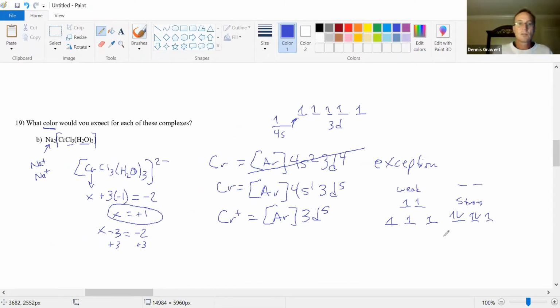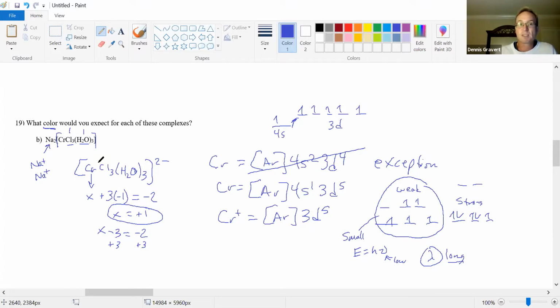Okay, so the ligands, chloride and water, give us the weak field splitting, which means this is small. Is that high energy or low? It's low energy. It's a small energy, small gap. So E equals h nu, so that means this is a low frequency, which means the wavelength should be high or long. And so now it wants color.